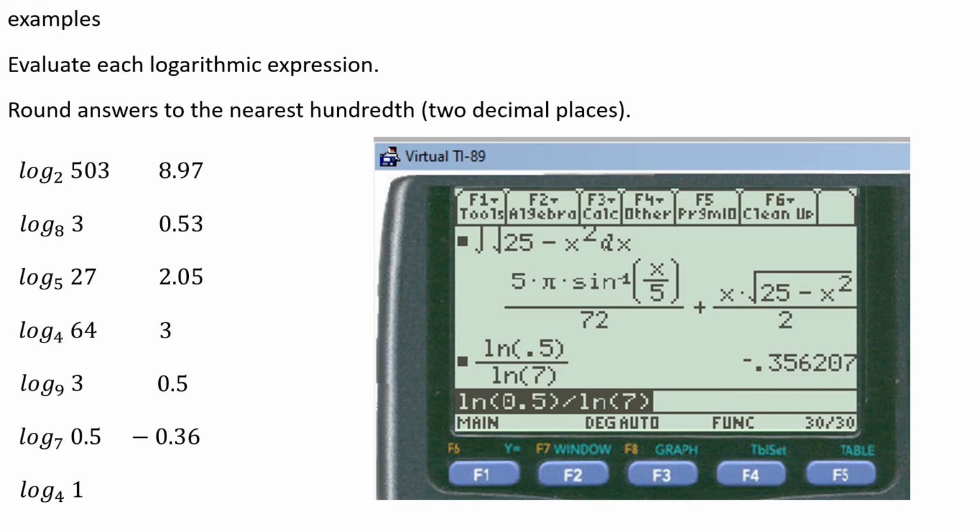I switched over to using my TI-89 that I downloaded using WabbitEmu. And I did a natural log this time just for a change of pace. Natural log of 0.5 divided by natural log of 7. Calculator says negative 0.356207. So am I going to round it off to negative 0.35 or negative 0.36? Well, it looks like it's actually closer to negative 0.36.